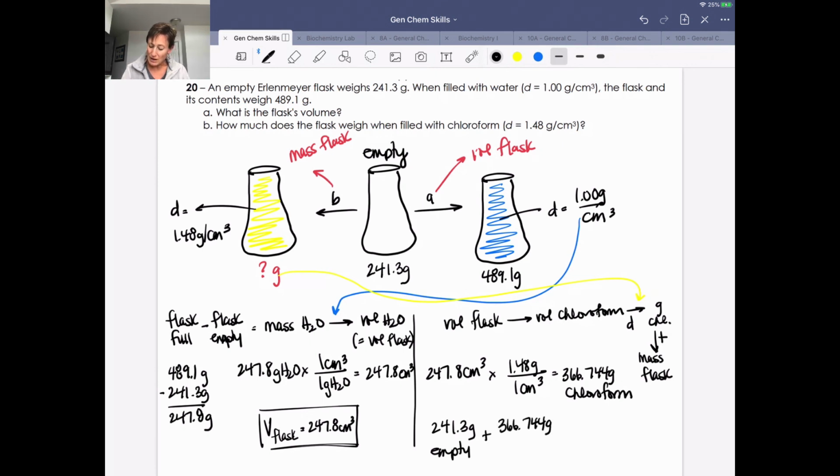And notice I'm not rounding yet. I'm using as many significant digits as I can. We're going to end up with 608.044 grams. Rounding this to significant digits, we're going to have 3 significant digits. Those significant digits are going to come from the density value that's provided. Okay, so we're going to round to 3 significant digits, and this is going to be 608 grams. Okay, so that's a solution for problem 20.